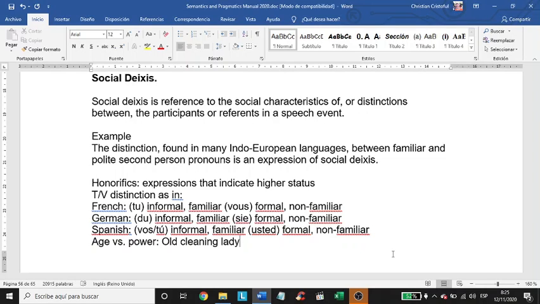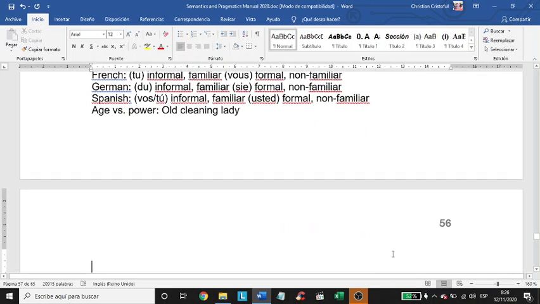And then we have the issue of power. Okay, who is the boss? The 20-year-old man is the boss. So does that mean that she needs to say usted to him or not? So very interesting questions, maybe for a thesis.